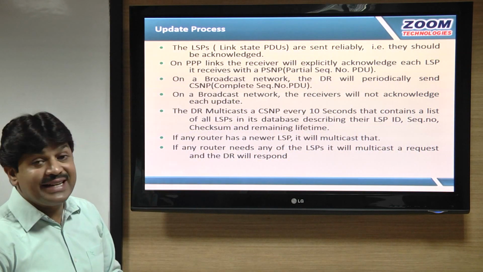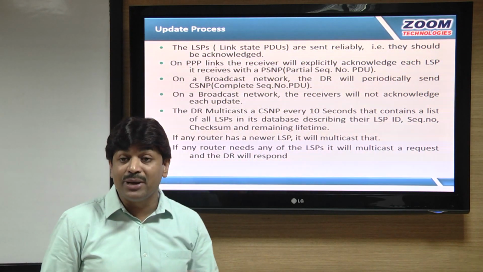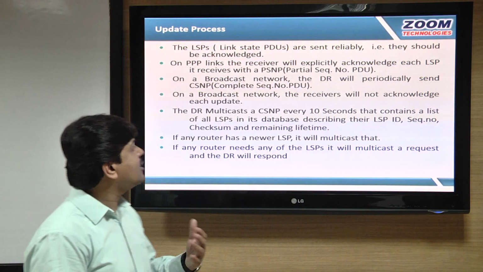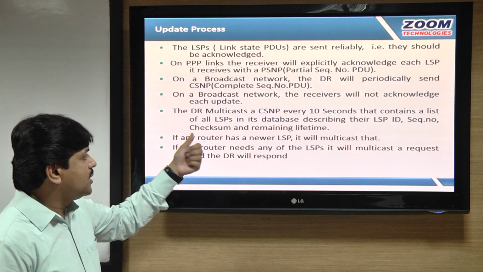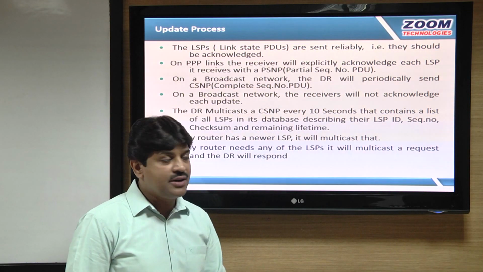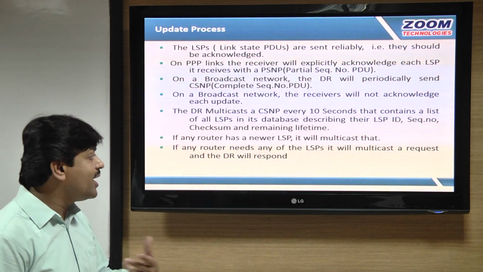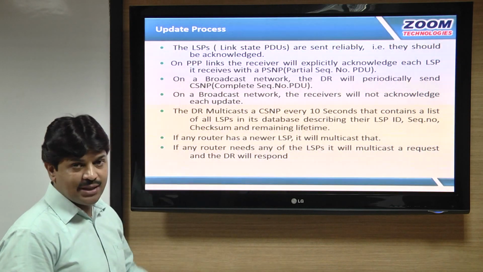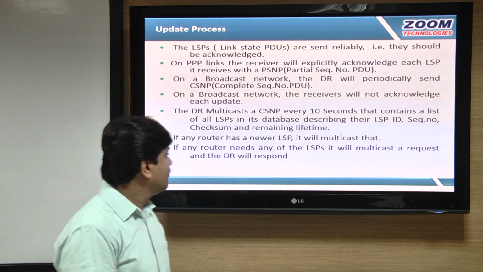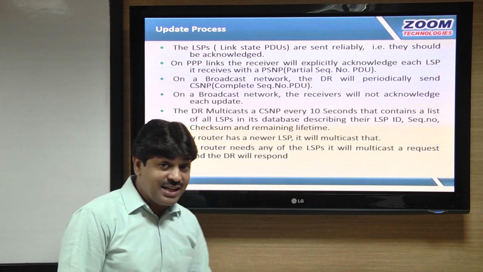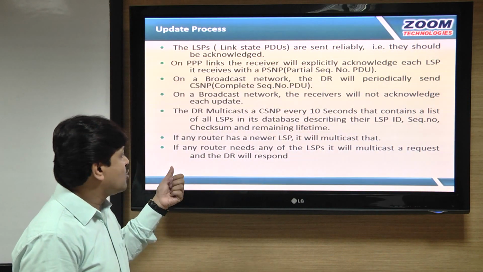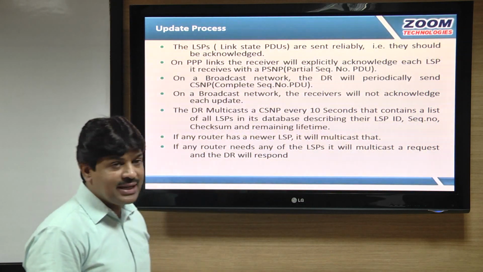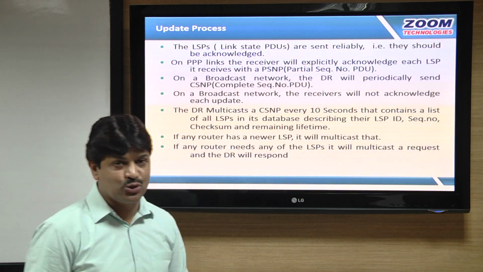On a broadcast network, the DR will periodically send a CSNP, complete sequence number PDU, right? On a broadcast network, the receiver will not acknowledge each update. So the DR multicasts a CSNP every 10 seconds that contains a list of LSPs in its database, describing their LSP ID, sequence number, checksum, and remaining lifetime. If any router has a newer LSP, it will multicast that. If any router needs any LSP, it will multicast a request and the DR will respond to that, right?